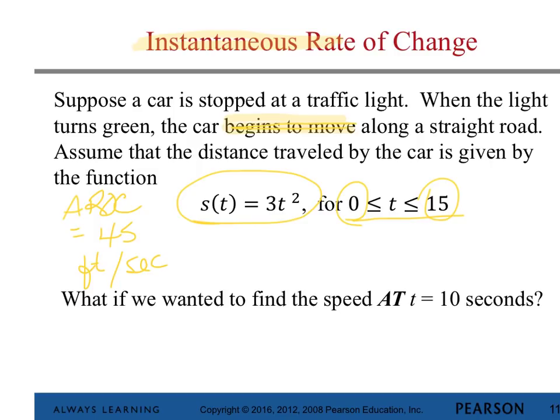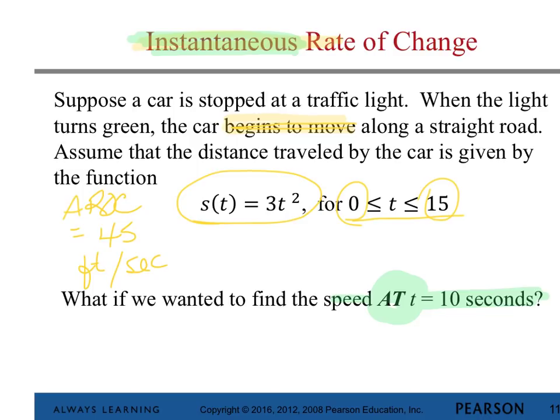But what we actually are interested in at this point is, what if we actually wanted to know the speed at exactly 10 seconds? That's an entirely different scenario. That's what we mean by instantaneous rate of change at 10 seconds.